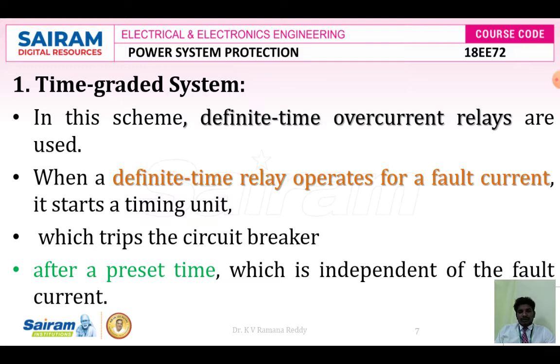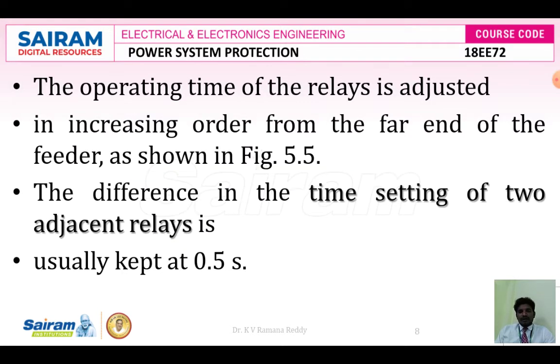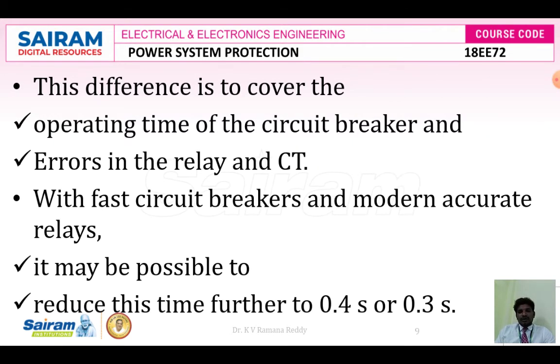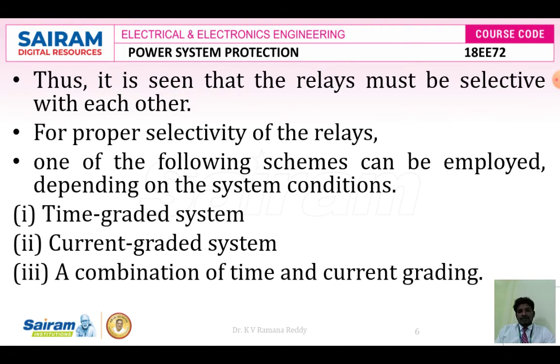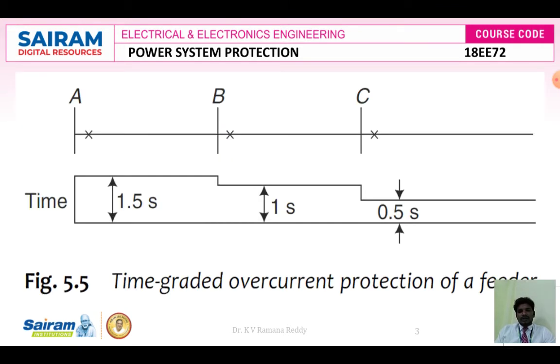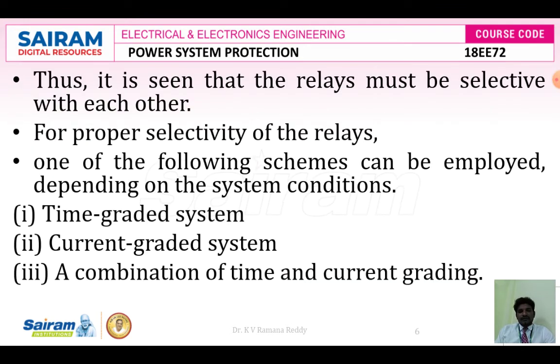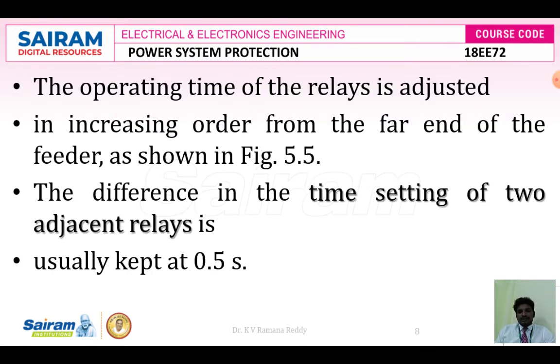It starts with a timing unit which trips the circuit breaker after a preset time, that means a predetermined time interval, which is independent of the fault current, because it operates based upon the time and does not depend upon the magnitude of the current. Therefore, the operating time of the relays is adjusted in an increasing order from the far end of the feeder, which is shown in this figure. If you see this figure, you can understand very clearly how the time increases from section C to section B, section B to section A. It increases by 0.5 seconds from one section to another.